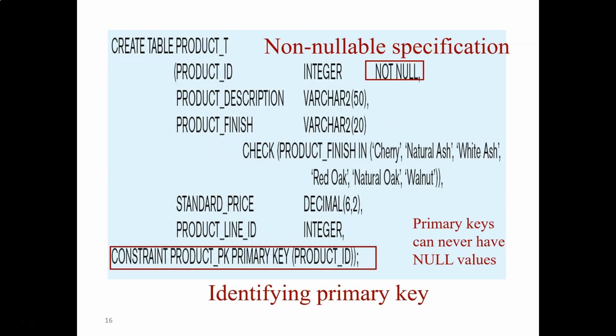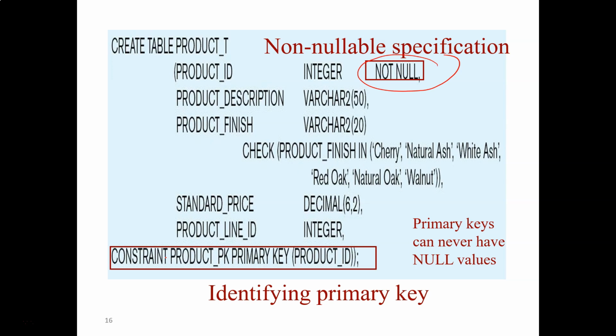Now let's look at how the constraints are defined in the CREATE TABLE command. This is the same command from the previous slide. Since each product must have a product ID, no value is not allowed for the product ID field. Therefore, we have the keywords not null after the data type for the product ID field to indicate that this field cannot have no value.